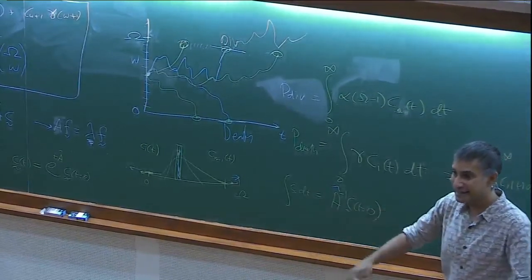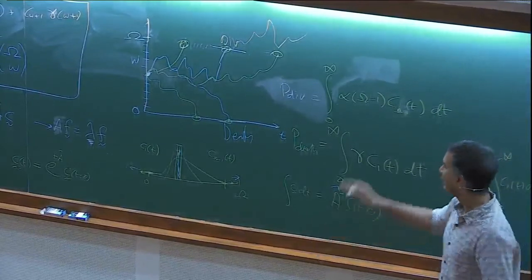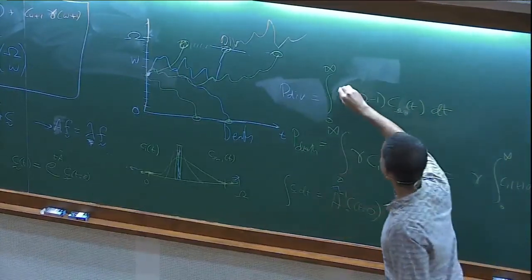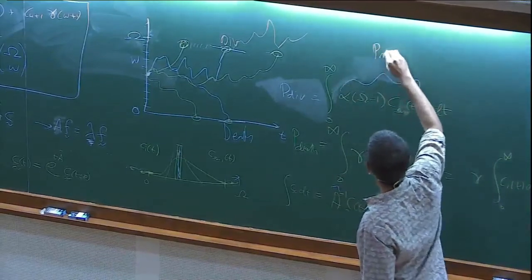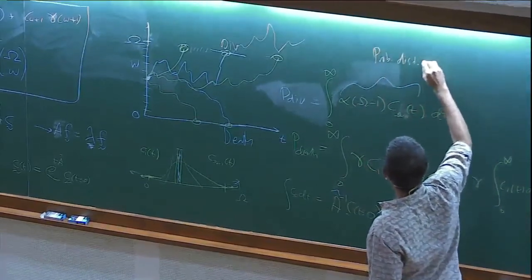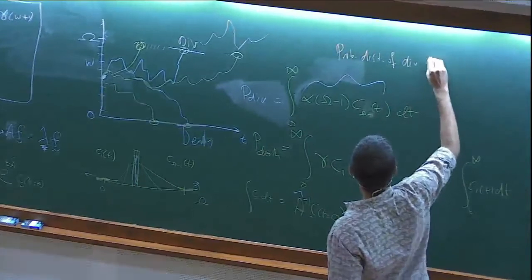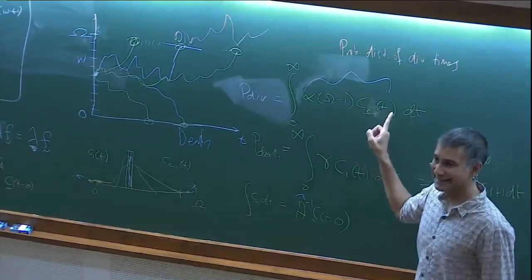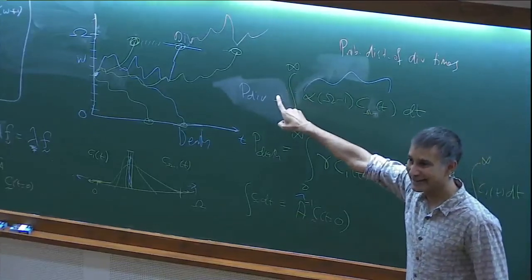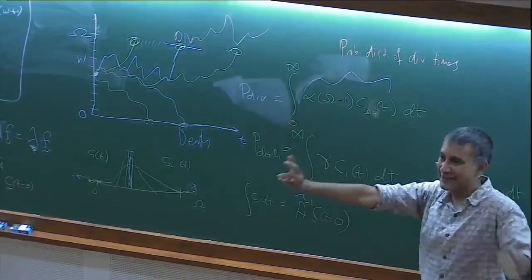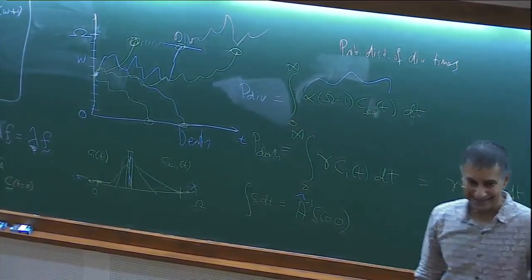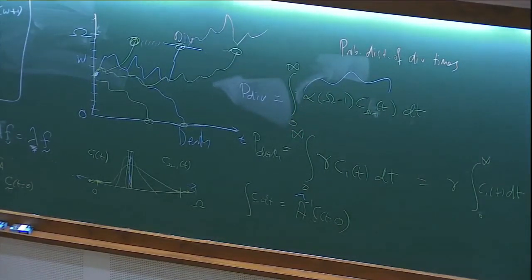And since now you have a probability of dividing at any given time, you average that multiplied by t to get the average. So this is the probability distribution of division times, except it is not normalized because its integral is p div. You just divide it by p div to make it normalized.